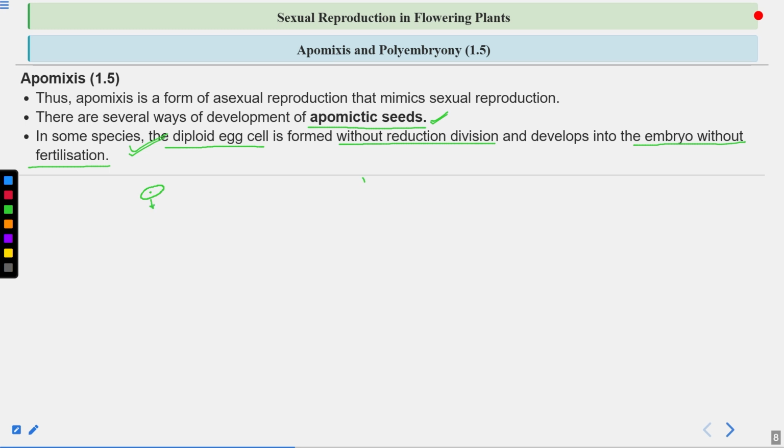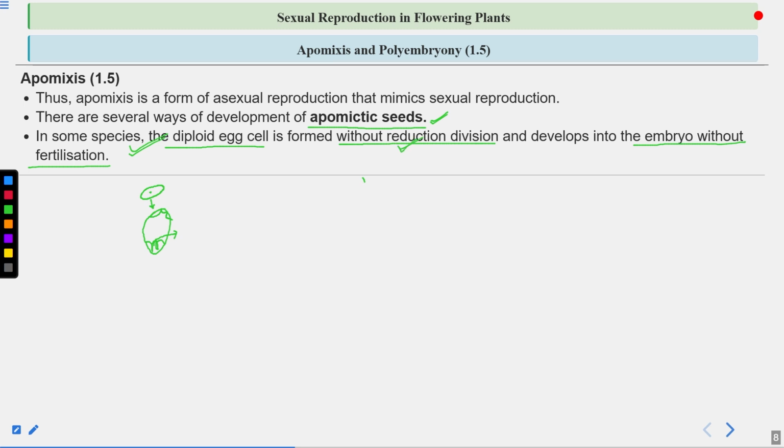This diploid cell leads to the formation of the embryo sac. It will form the egg, it will form the synergids, and by direct mitosis it will form the antipodals. So this egg will be diploid, without reduction division. It is written here clearly.